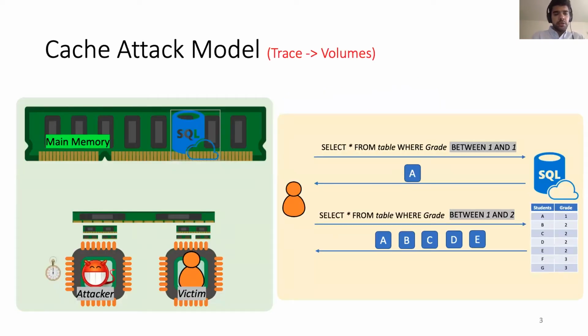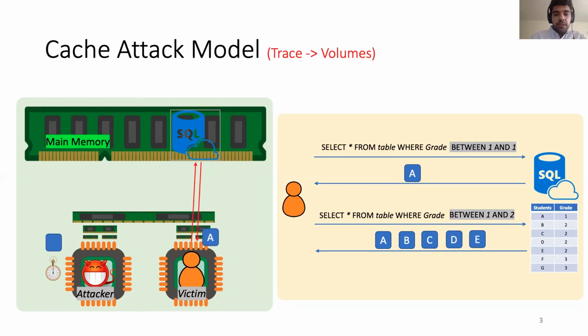So let me remind you about the cache attack. Look at the figure on the left-hand side. We have a victim and an attacker, and they share some hardware. They also share the same library, which is SQLite. Once the victim issues a query to SQLite, he will get a response, and the attacker, as a result of the side channel, will get to know that one row was returned to the victim.